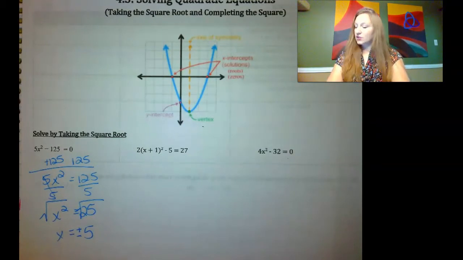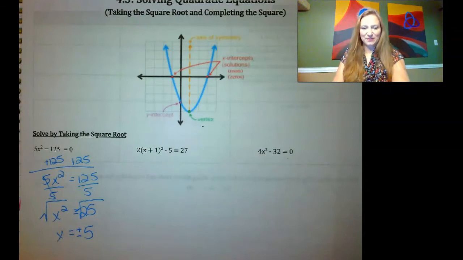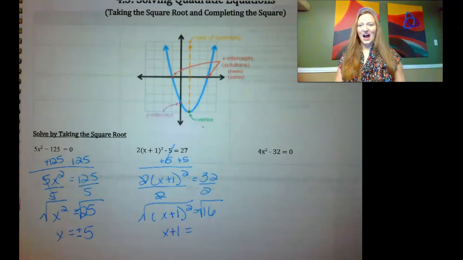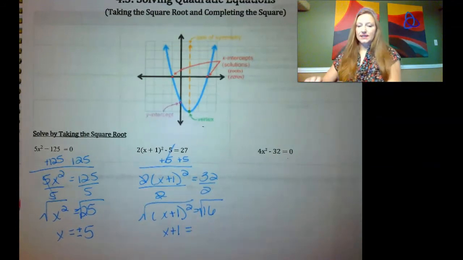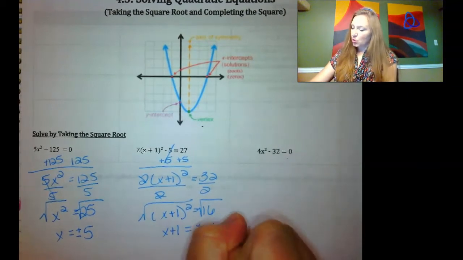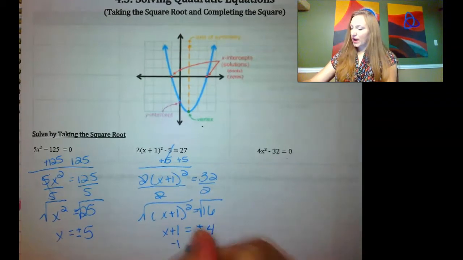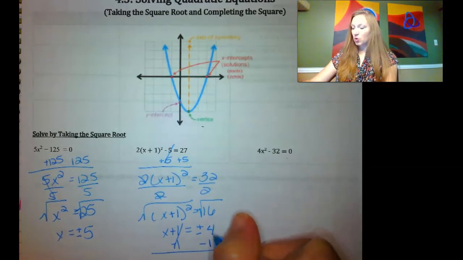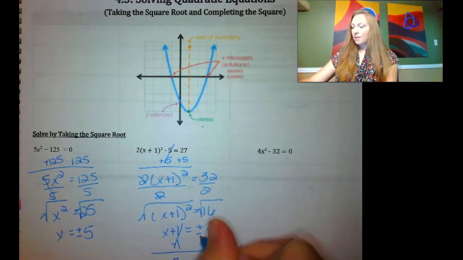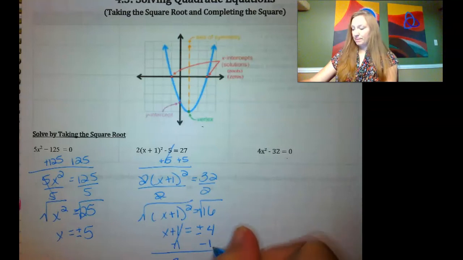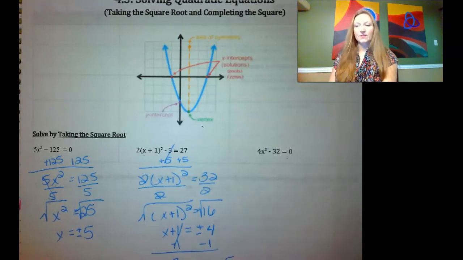All right, go ahead and try solving the next one algebraically. Pause the video and give it a try. All right, at this step, you should have gotten the square root of 16 is plus or minus 4. Don't forget the plus or minus here. It's very important. So your final step would be to subtract 1. And when we do that, we're going to get 2 answers because we have 4 minus 1 is 3. But we also have -4 minus 1, which is -5. So we're going to have 2 solutions in this instance.